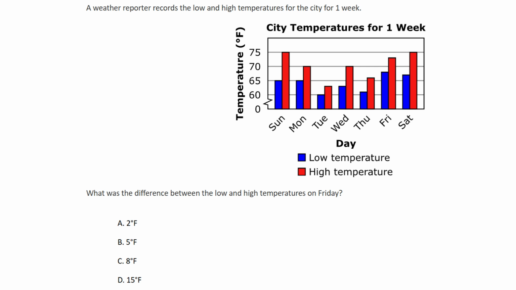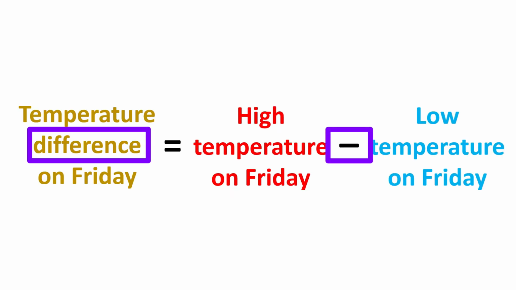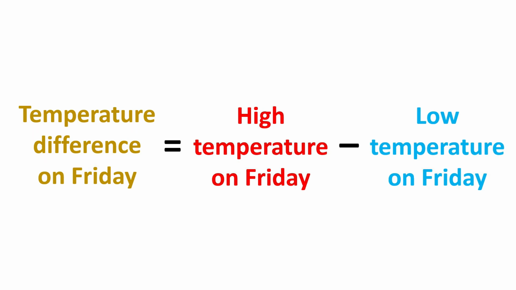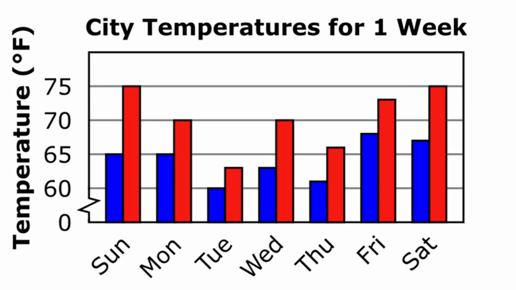What was the difference between the low and high temperatures on Friday? In math, the word difference means subtraction. So we can write an equation like this. The temperature difference on Friday equals the high temperature on Friday minus the low temperature on Friday. Here's a way to visualize the difference. The difference is the size of the small golden bracket between the top of the red bar on Friday and the top of the blue bar on Friday.